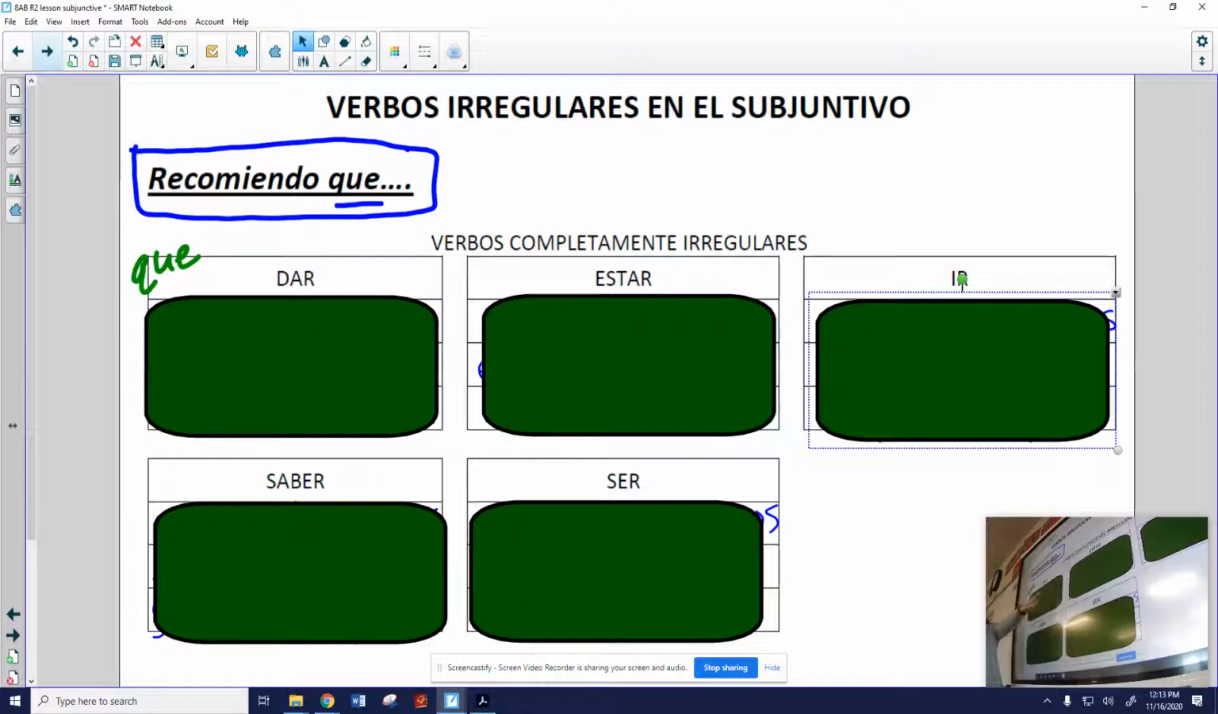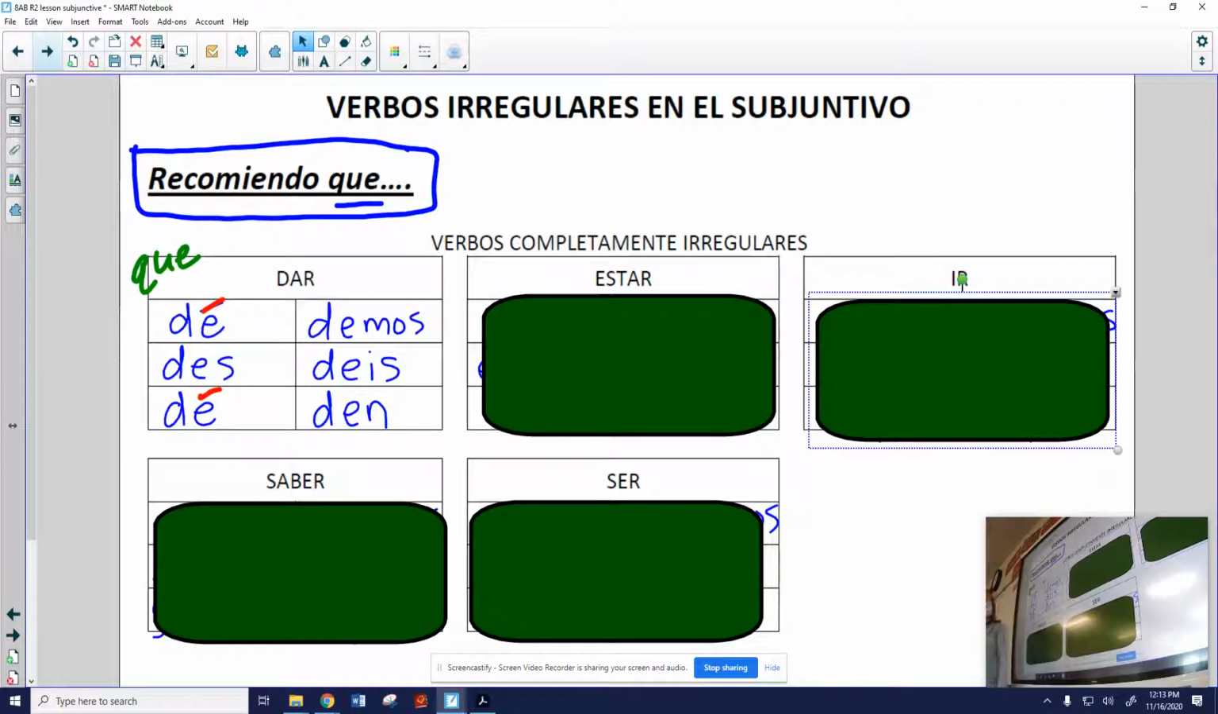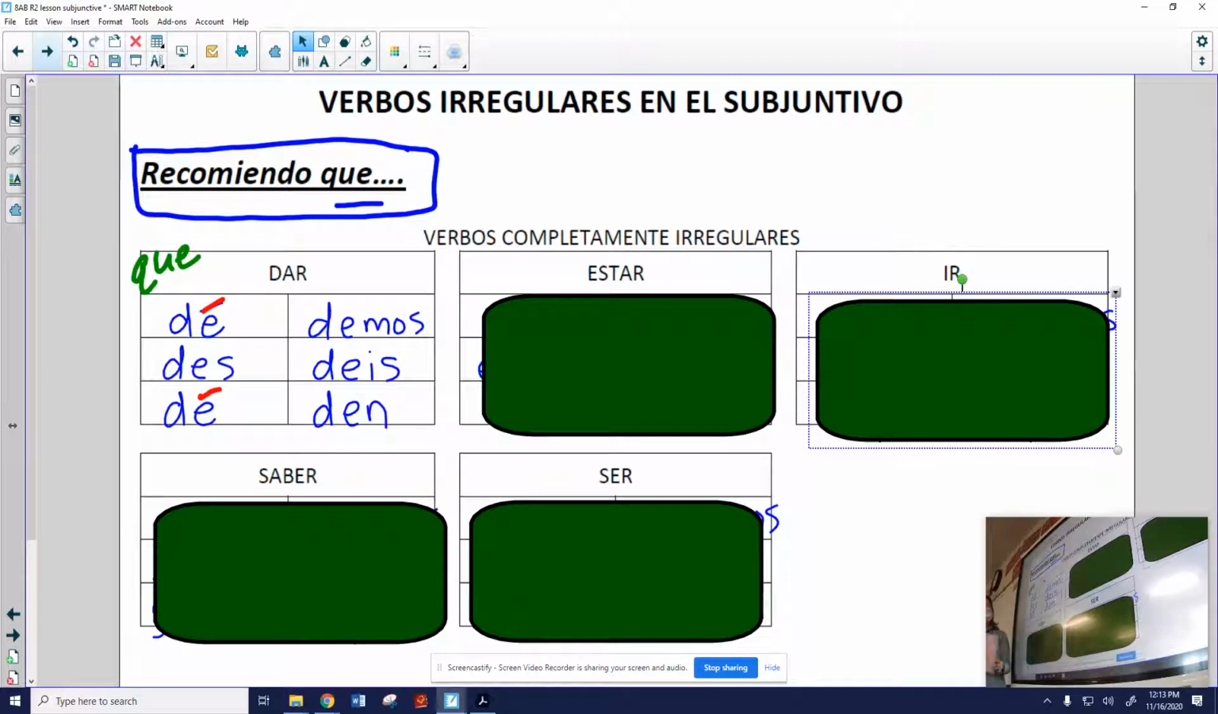I recommend that you give, dar. Las formas son: dé, des, dé, demos, deis, den. And hopefully they look familiar because when we learned usted commands and ustedes commands and negative tú commands, we saw some of these verb forms already. La forma yo y la forma él, ella tiene acento.